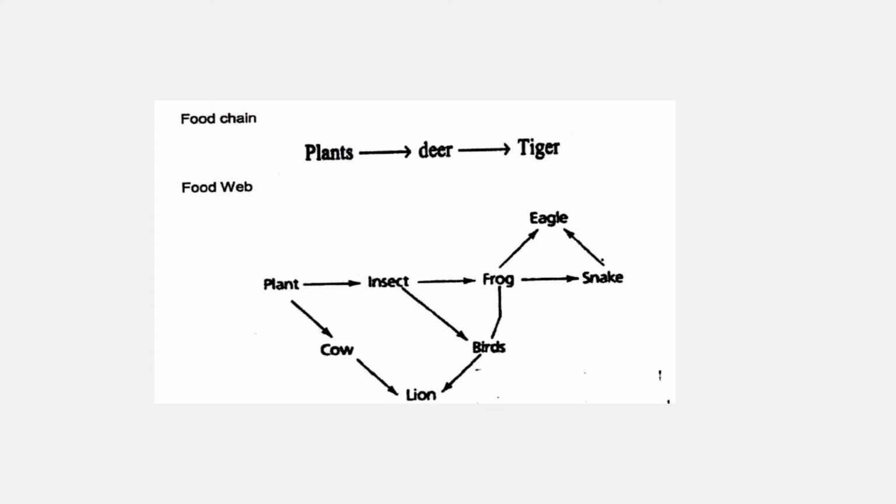Then plant, insect, frog, snake, eagle. That is third food chain. Next, plant, cow, lion. Fourth food chain. Then plant, insect, birds, lion. Fifth food chain. Right? Then plant, insect, frog, birds, lion. Sixth food chain. So now in this representation, there are 6 food chains possible. So this interconnected food chain is called a food web. When the food chains are interconnected, it is called food web. I hope you follow this.